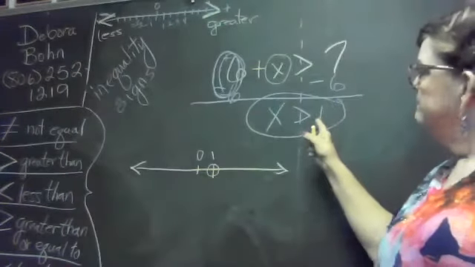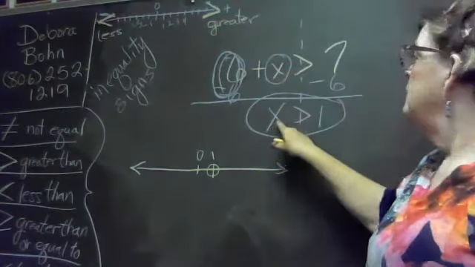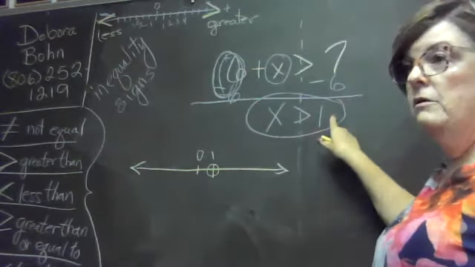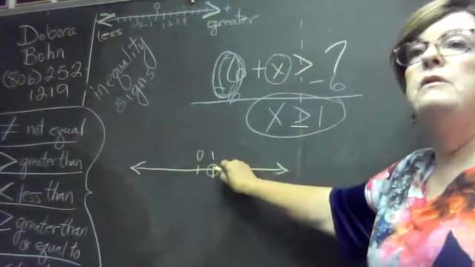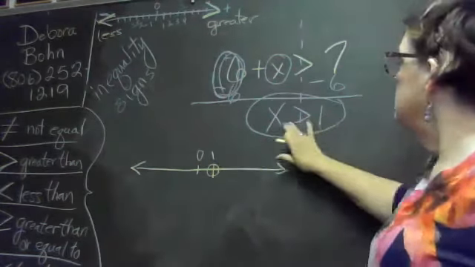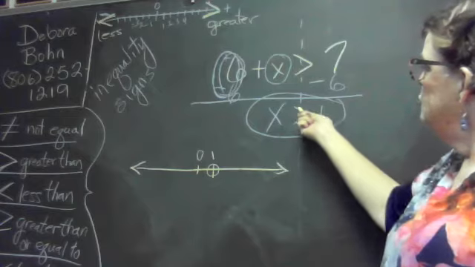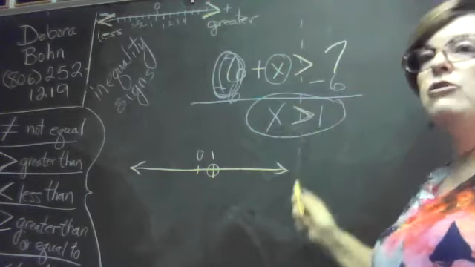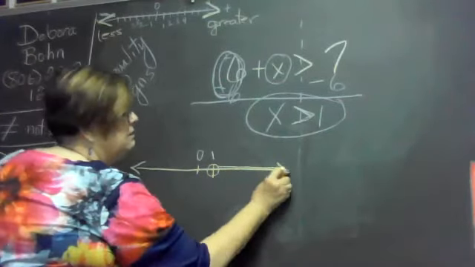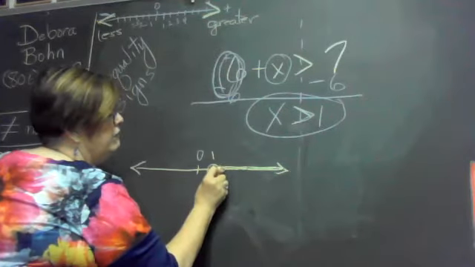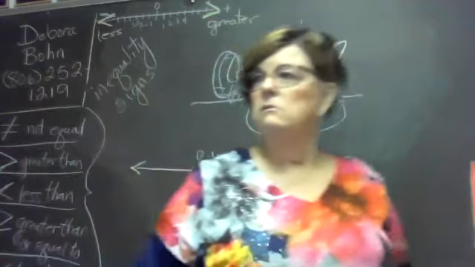Now look, our answer here says x represents every single number that's greater than 1, right? If it said greater than or equal to, we would color in the circle, but it's not equal to 1. It's only greater than 1. And so this tells us which way to shade. I need to shade in a greater direction. So from the circle that I have on the 1, I'm going to highlight every other number that's greater than 1. Y'all see?